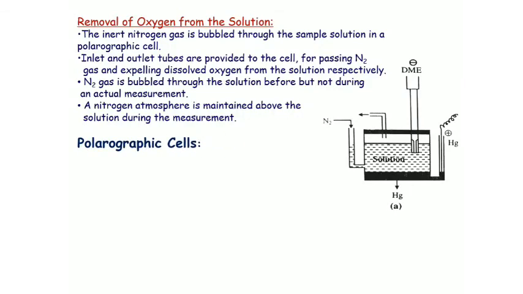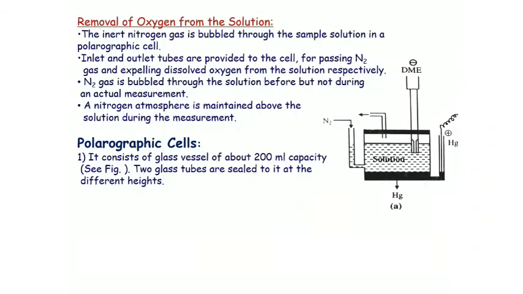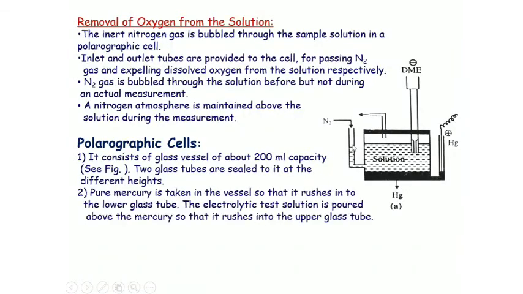Then polarographic cells. Polarographic cell consists of a glass vessel. Look here. Polarographic cell consists of a glass vessel whose capacity is about 200 ml. And to that vessel there are two glass tubes, side arms at different heights. Pure mercury is taken in the vessel so that it rushes into the lower glass tube, and the electrolytic solution is poured above the mercury so it rushes into the upper glass tube.